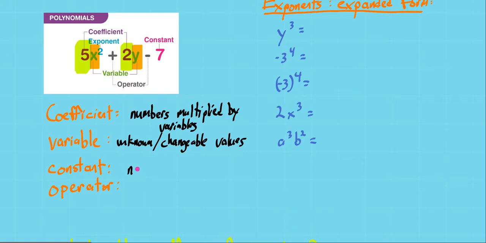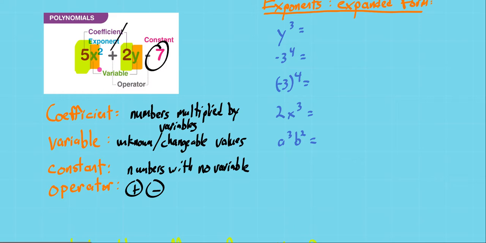Constants are just numbers with no variable attached to them. They're not being divided by or multiplied by any letter. So here, the only constant we've got is -7. And operators are things like multiply, divide, add, and subtract. But as far as we're concerned right now, add and subtract. These are going to be important, addition and subtraction, because they'll separate our polynomials into terms, our first term, our second term, and our third term here.